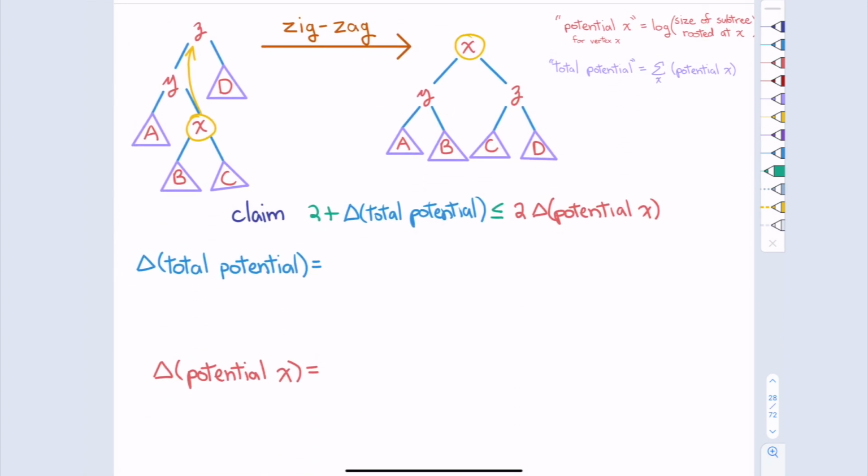All right. So now here then is all the data for us. We're doing a zigzag. I'm moving x to the root. We rearrange the tree on the right. Again, just to remind us, the potential is the log of the size of the subtree, and the total potential is the sum over all the nodes. Now, the first thing is just to write down what is the change in total potential and what is the change in the potential of x. So let's start with the change of potential of x, because that's a little simpler. That's only one node.